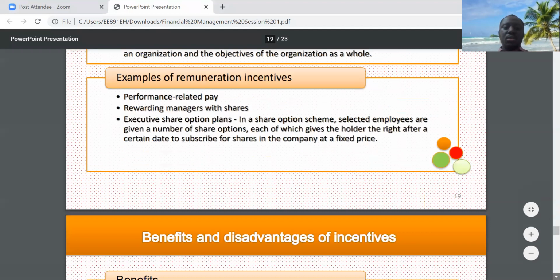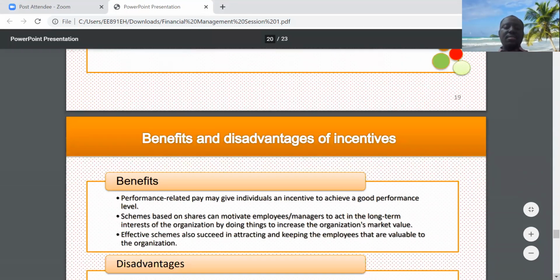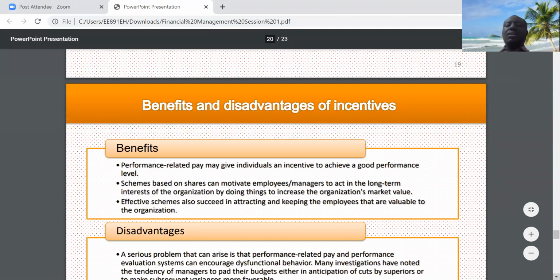Then let's move on to the benefits and disadvantages of these incentives, because we need to know that. The benefits are that, first off, performance-related pay may give an incentive to achieve good performance. It can drive performance for sure. Schemes that are based on shares can also motivate employees. It can serve as a source of motivation, because once you are giving people incentives, it motivates them to do more. And you can also use incentives to attract employees. For example, people change jobs because of the incentives.